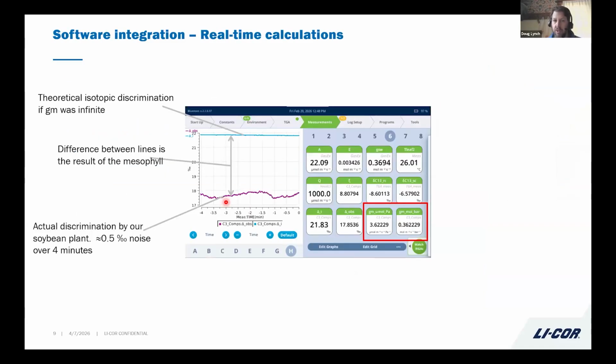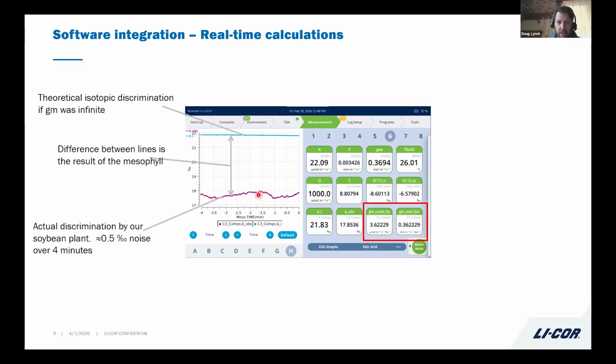Another part of this solution is the software integration. So here's an example using the LI-6878 for carbon isotope discrimination. And sort of in real time on the user interface, we have these discrimination parameters available for plotting. This discrimination _I, or for infinite, is the theoretical discrimination one would expect if CI equals CC, or there is no resistance to movement of CO2 through the mesophyll.